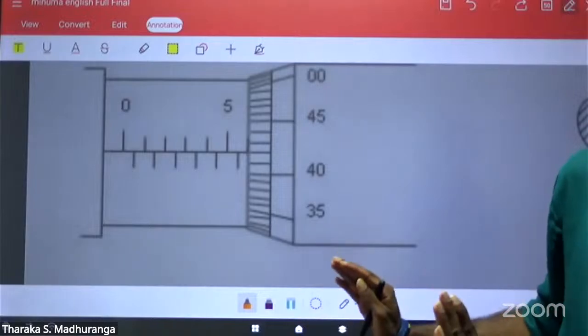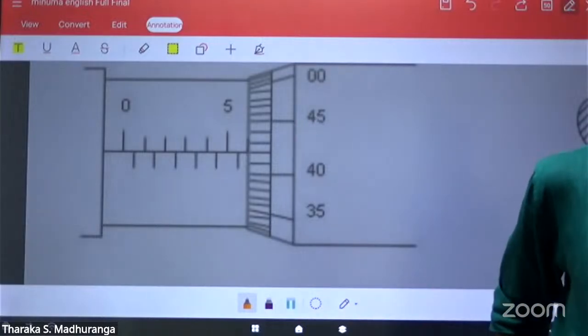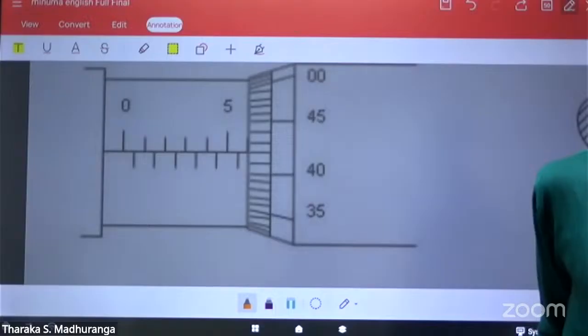Get the full answer and send me. I will give you 1.5 minutes. No need 1.5, I can give 1 minute.